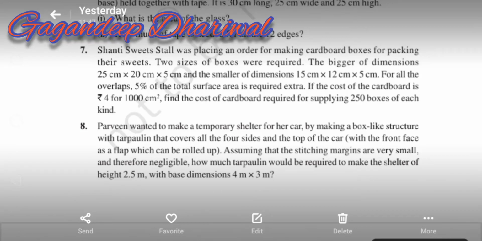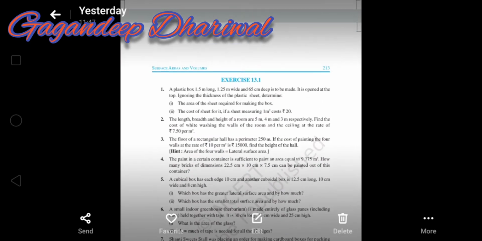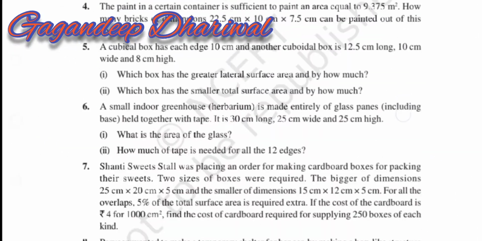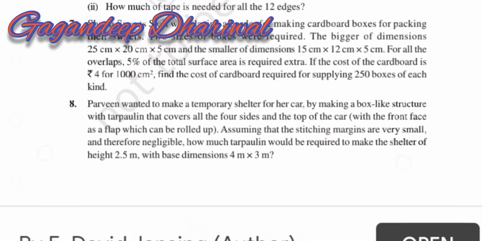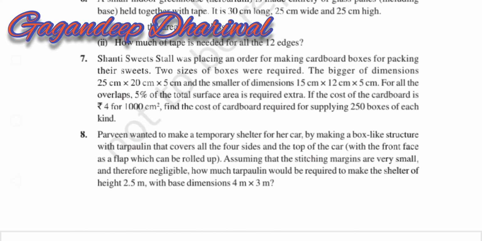Now this is question number 8 of exercise 13.1. Praveen wanted to make a temporary shelter for her car by making a box-like structure with tarpaulin that covers all the four sides and the top of the car, with the front face as a flap which can be rolled up. Assuming that the stitching margins are very small and therefore negligible, how much tarpaulin would be required to make the shelter of height 2.5 meter with the base dimension 4 meter and 3 meter?